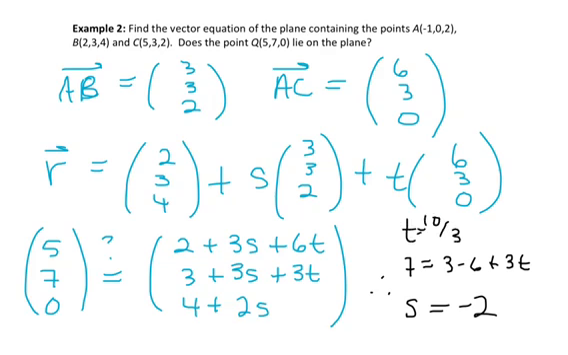So now I'm going to plug in my 10/3 and my -2 to see if it gives me 5. So let's test that out. Sometimes I give myself space, sometimes I don't. So 2 plus 3 times 10/3 is, 3 times -2 is -6. 6 times 10/3 is 20. And putting those together, 22 minus 6 does not equal 5. So my point does not lie on the plane.